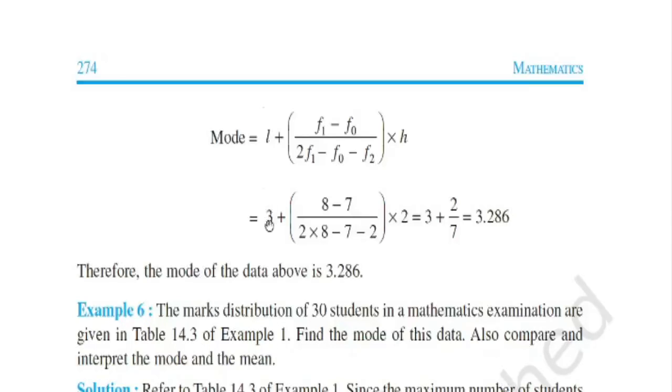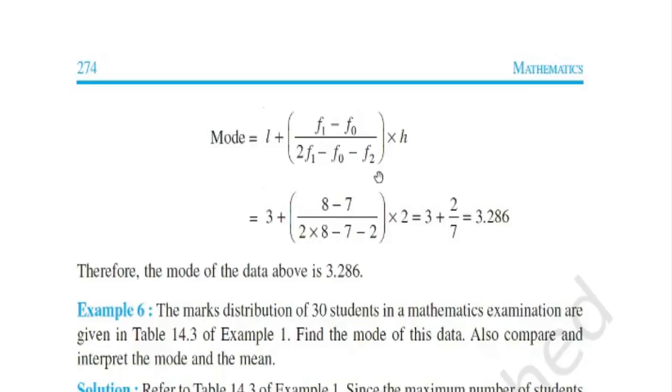So 3 is the lower limit. So 3 plus 2 by 7, you can divide 2 and 7. So you will get 3.286. So the mode of the given data is 3.286. So this is the general formula for finding the mode of grouped data.